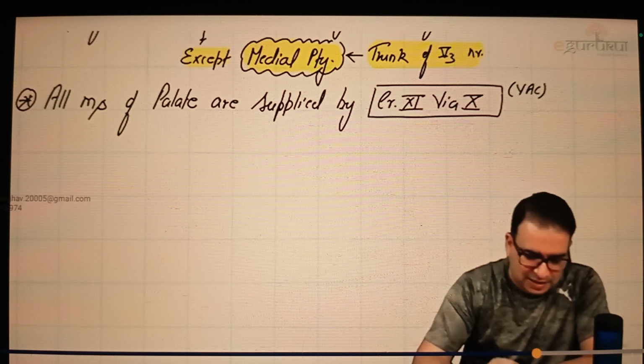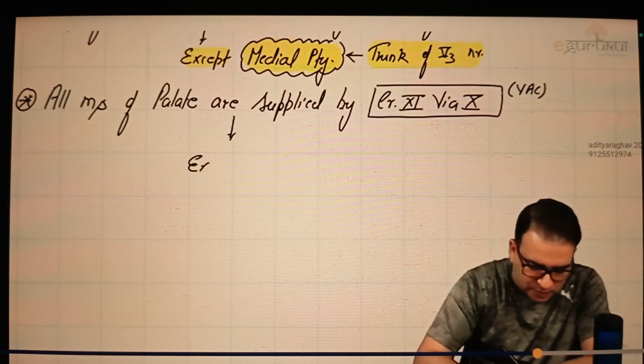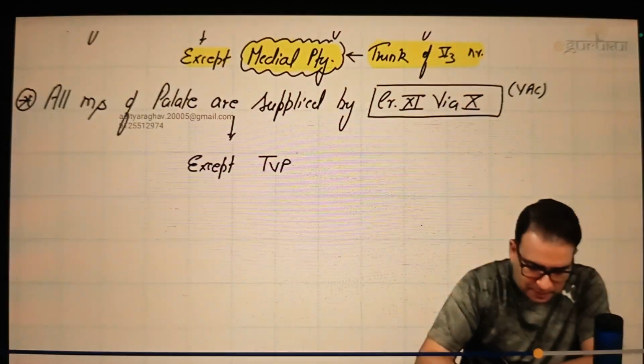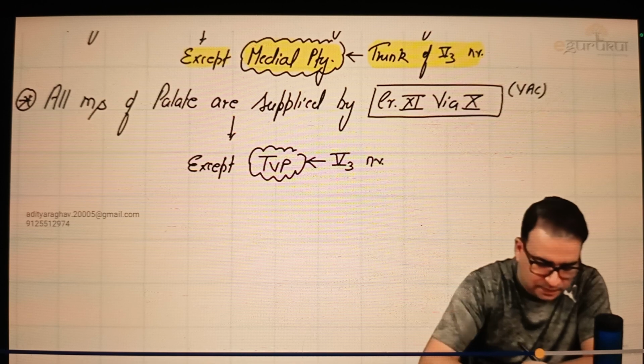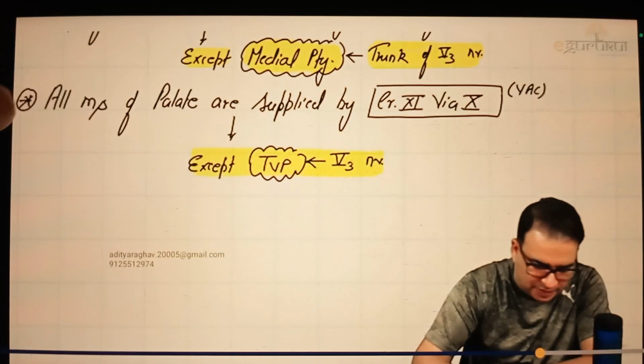So yes, all muscles of the palate are supplied by the cranial accessory via vagus, or vago-accessory complex, except which one? Except tensor veli palatini, which is supplied by what? Again the mandibular nerve, by the same trunk of the mandibular nerve. Both the tensor muscles are supplied by the mandibular nerve.